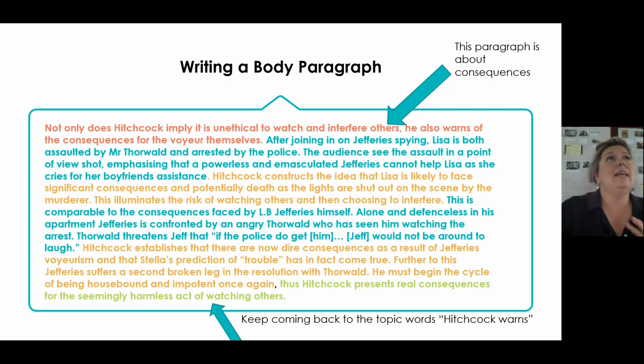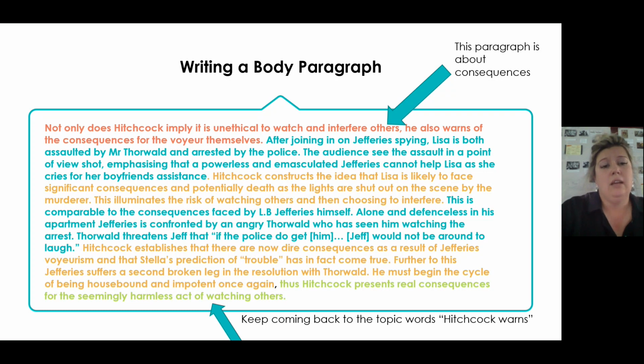Now, this particular scene didn't have any quotes, so I couldn't use anything. So instead, I pointed out that he used a point of view shot to show that Jeffries wasn't able to help. So if you get stuck and there aren't any quotes, you can, of course, use film terminology to assist you in explaining the construction because it's a film.